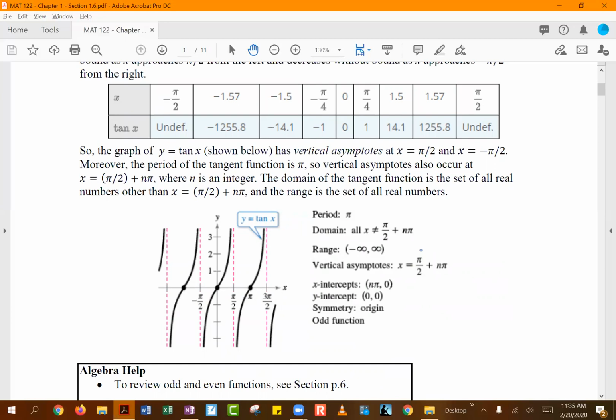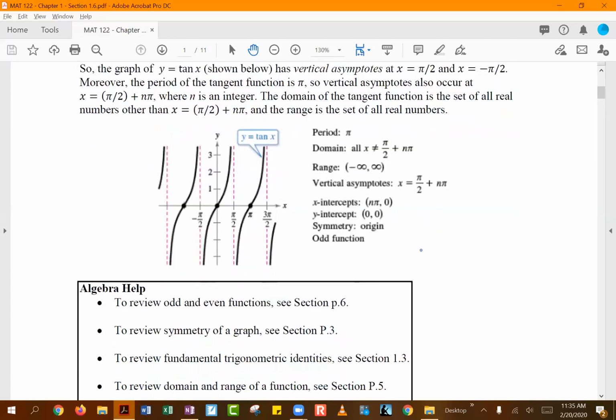Again, the domain is going to be the set of all real numbers with the exception of where you have those asymptotes, right? So again, all real numbers other than where x equals pi halves plus n times pi. Range, of course, is going to be the set of all real numbers since you're going to cover all your y-axis values.